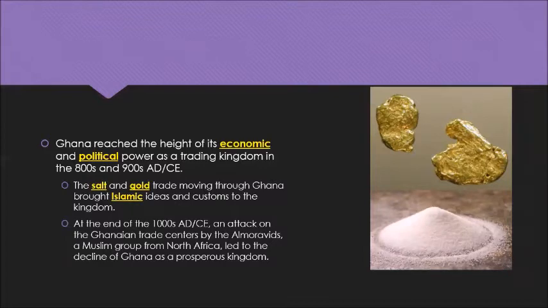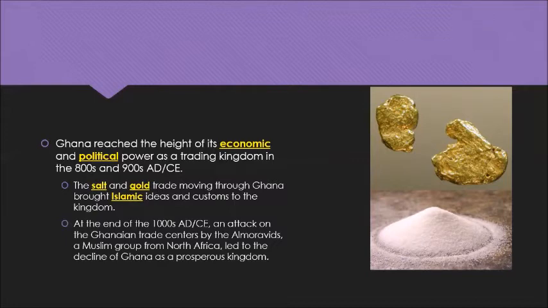Ghana had their height of economic and political power in the 800s and 900s on this side of the year zero. Salt and gold being the most important things moving through Ghana, and they would be trading with the Islamic regions of the Middle East. So their goods are going to the Middle East and philosophies and religion coming back, as well as other trade goods that they wanted from the Middle East. All right.